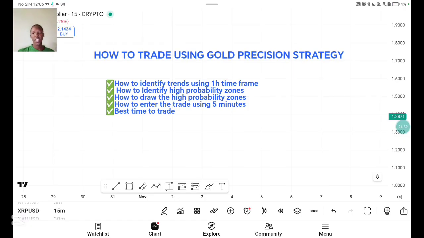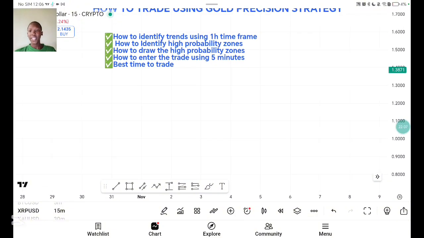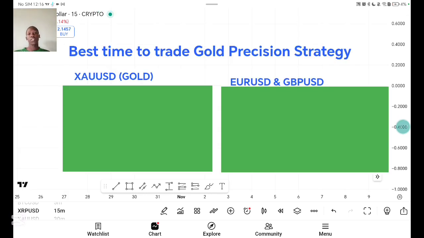Best time to trade. Okay, now let's clear the chart. This one takes us to another session and the final one: best time to trade gold position strategy.